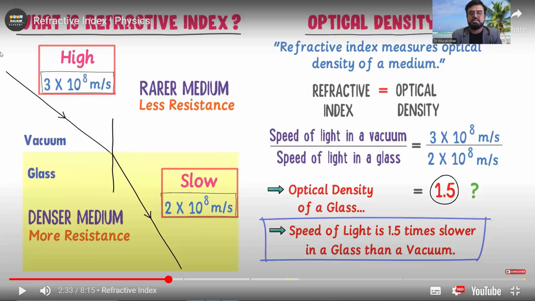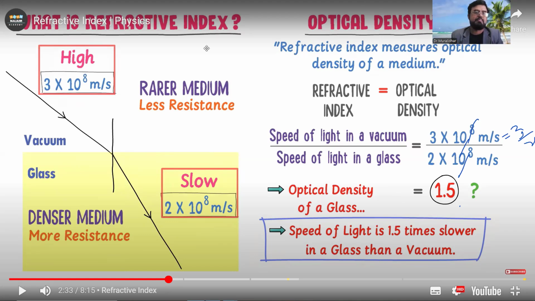See here, when you are dividing 3 into 10 to the power of 8 by 2 into 10 to the power of 8, the powers of 10 cancel. So you get 3 by 2. 3 by 2 is nothing but 1.5. So this 1.5 times slower means the velocity in the denser medium, that is glass, is 1.5 times lower, and that number indicates the refractive index. By seeing that, you can understand the optical density.